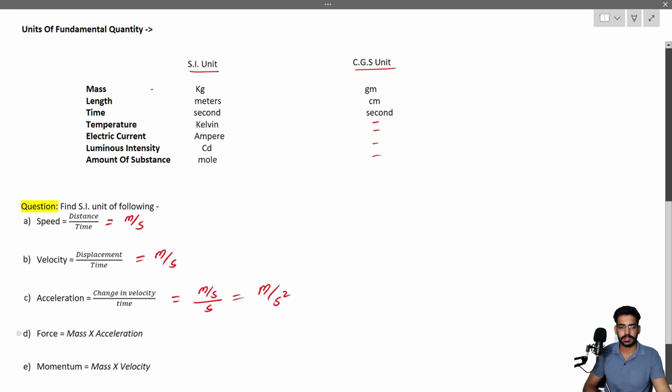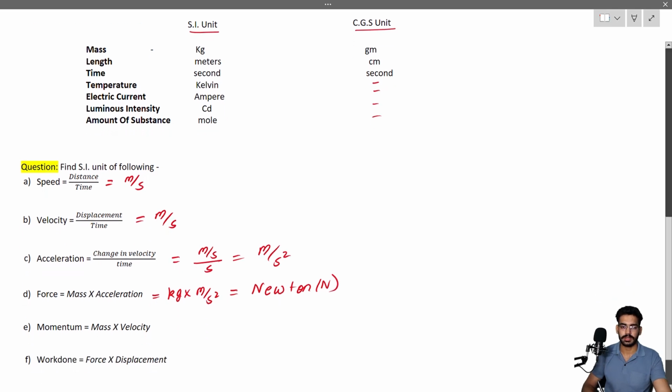Then we have force equals mass into acceleration. Mass is in kg, into acceleration, which we just derived: meter per second square. We also write it as Newton. Both are SI units, you can use them interchangeably.